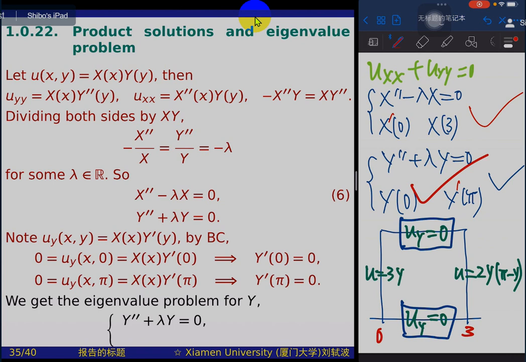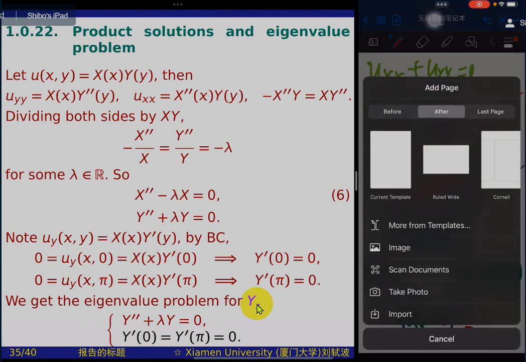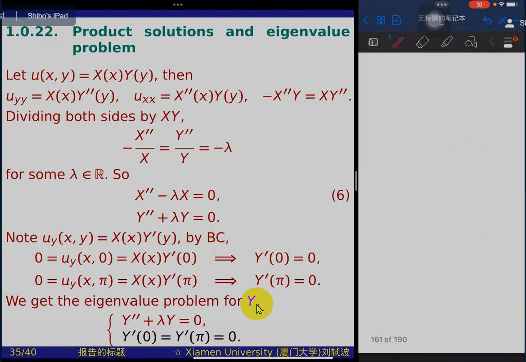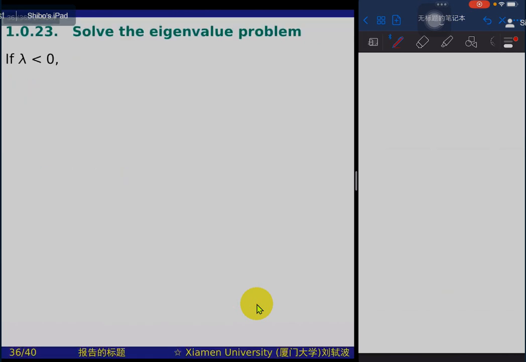That is the ODE. Then the boundary conditions: y prime 0 and y prime pi are 0. So this completes the second question for the problem. We state the product solution and find the corresponding eigenvalue problem. Okay, next we need to solve the eigenvalue problem.